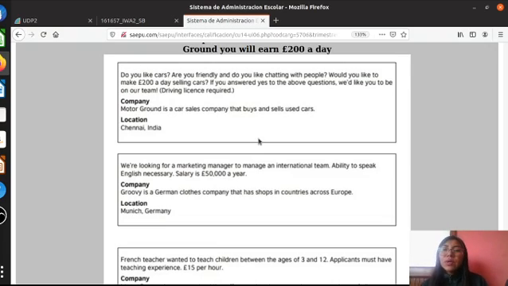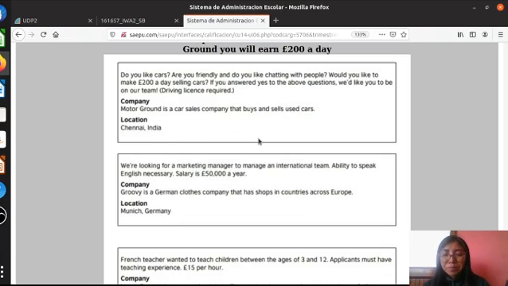It says, do you like cars? Are you friendly and do you like chatting with people? Would you like to make 200 euros a day selling cars? If you answer yes to above questions, we'd like you to be on our team. Driving license required. Company Motor Ground is a car sales company that buys and sells used cars. Location, Chennai, India. We are looking for a marketing manager to manage an international team. Ability to speak English necessary.